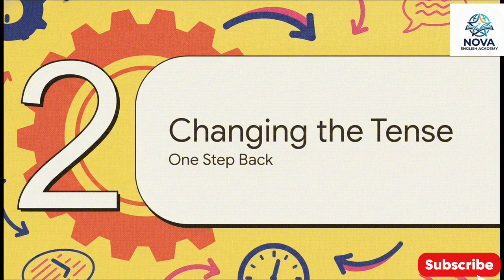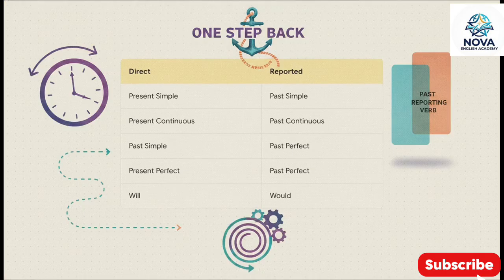Moving right along to Section 2. This is a big one, mastering tense changes. To truly master this, you need to firmly grasp what I like to call the one-step-back anchor concept. When we report something using a past reporting verb, like said or told, we're effectively reporting from the past. Because of that, the tense of the original quote must take one logical step backward in time. Let's walk through this progression. Present simple takes a step back to past simple, so she works hard becomes he said that she worked hard. Present continuous steps back to past continuous. I am studying becomes she said that she was studying.